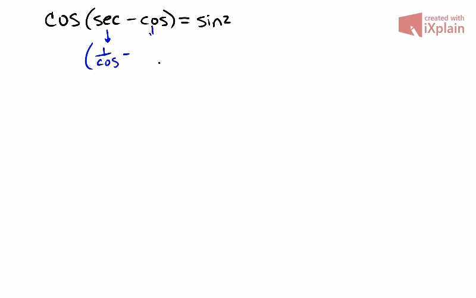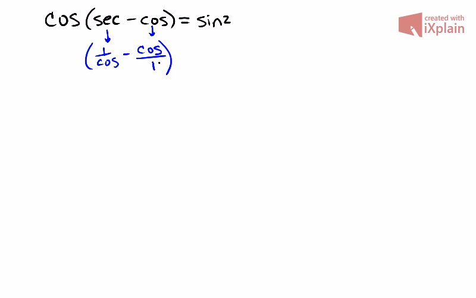All right, last problem. We have cosine times secant minus cosine equals sine squared. Okay, secant minus cosine is not on the identity sheet, so we actually have to work that out. So secant is 1 over cosine minus cosine. Remember, don't ever change cosine, so leave that as cosine over 1. Okay?